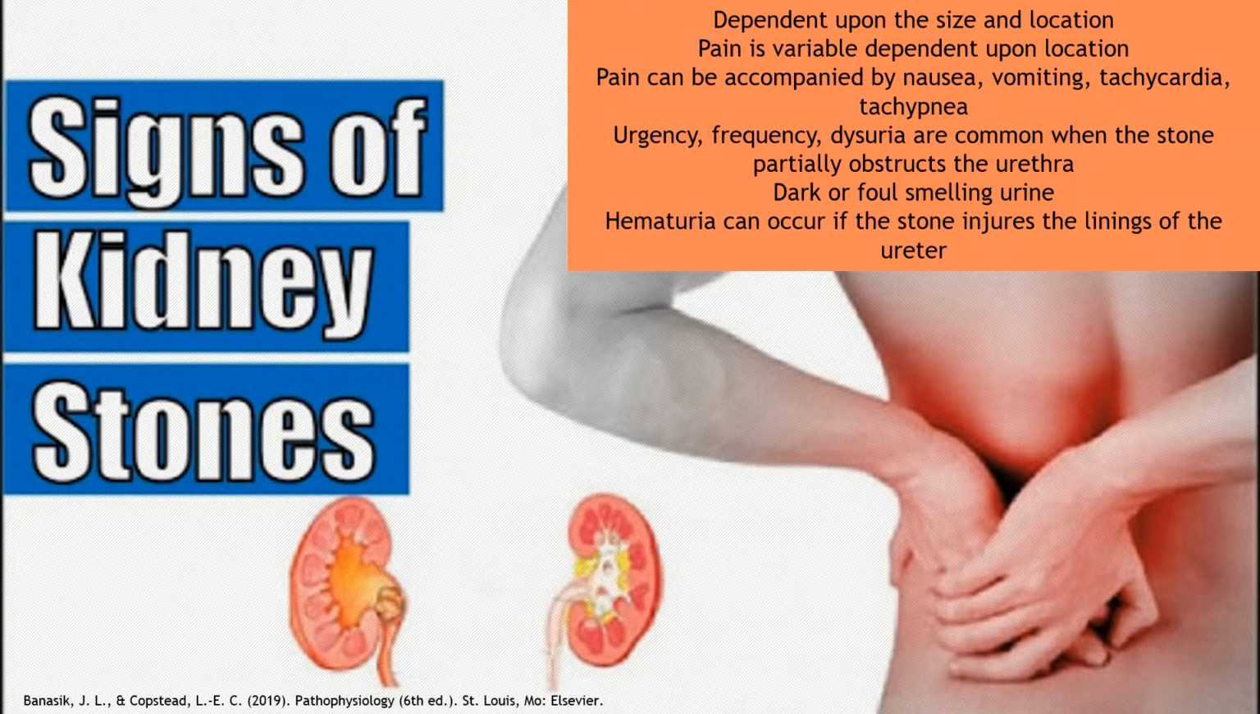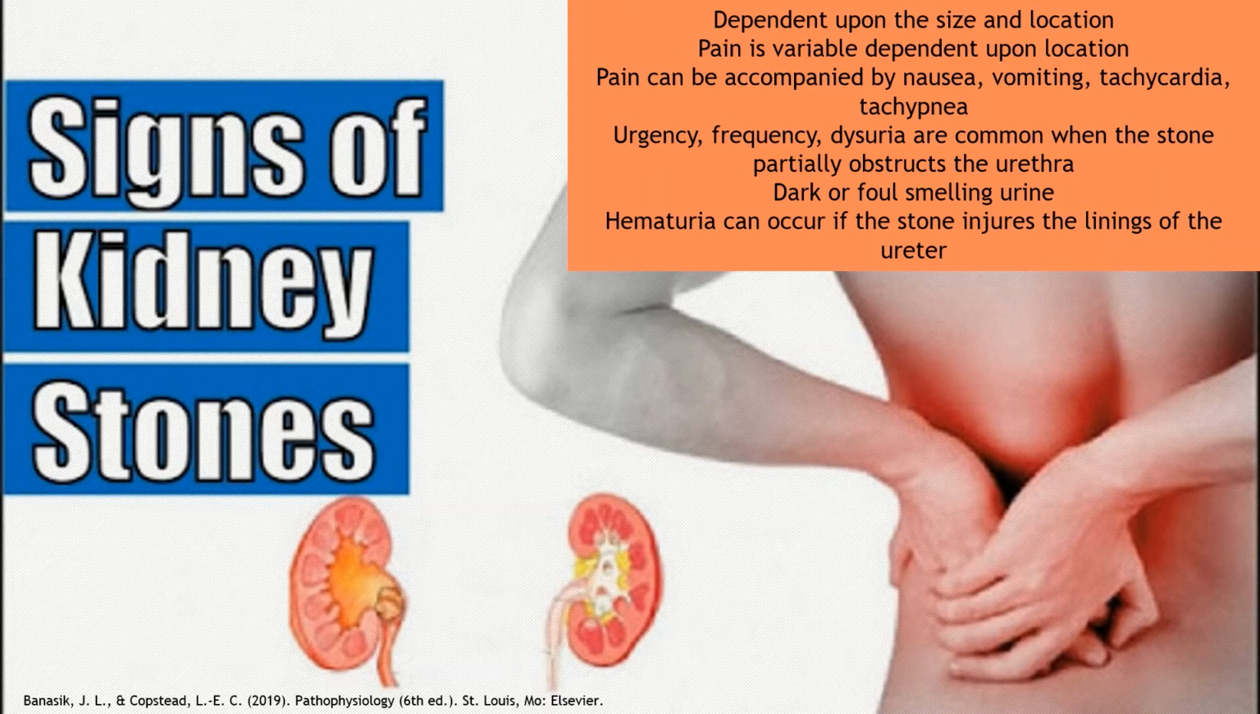Signs and symptoms are dependent upon their size, location, and they can also mimic other causes of pain in the abdomen. Pain can vary from vague to extreme. Typically, the pain, if it's in your flank, which is where this person's holding their back, that's when the pain's going to be very high. It can be accompanied by nausea, vomiting, tachycardia, and tachypnea.